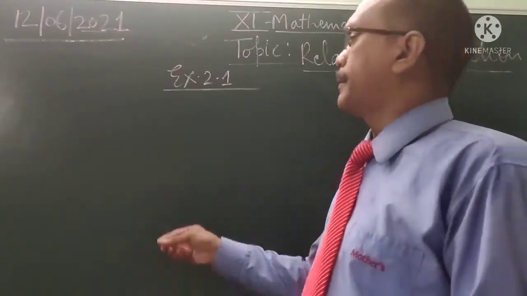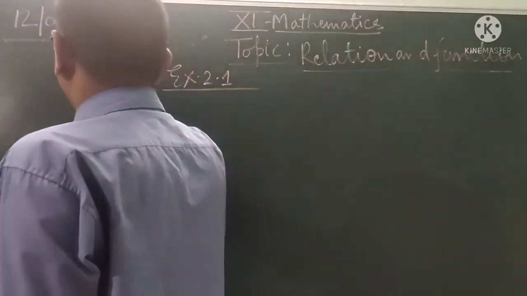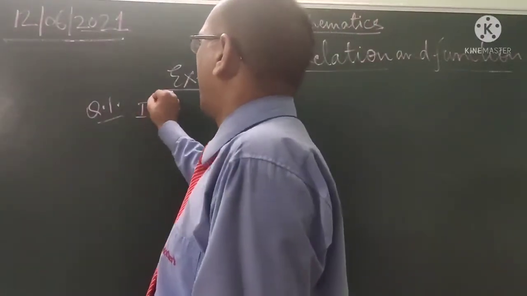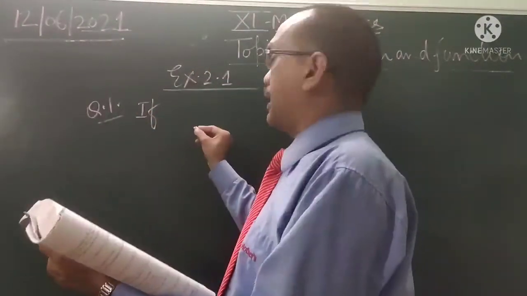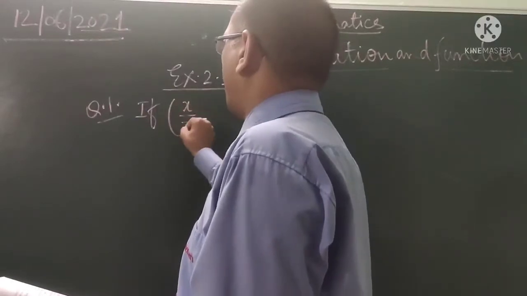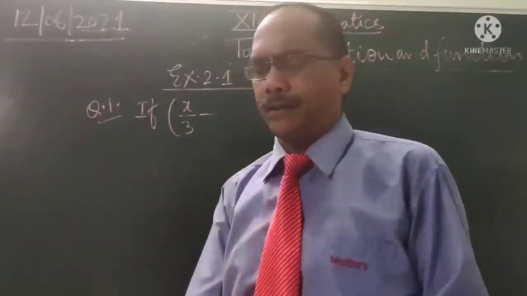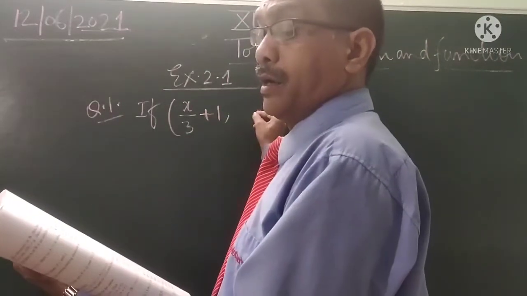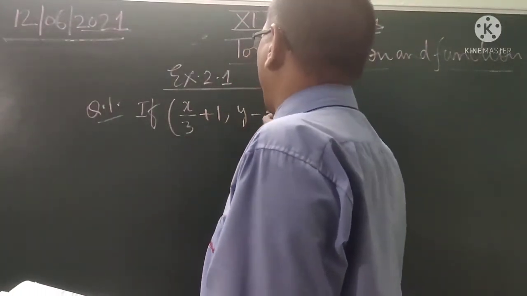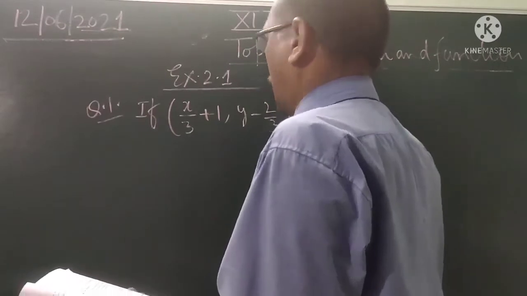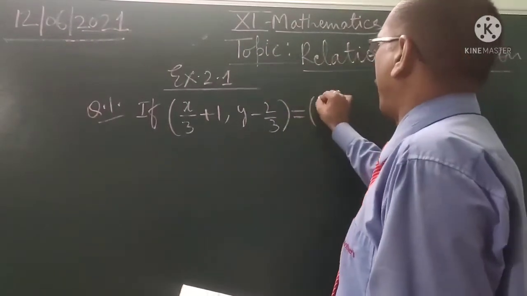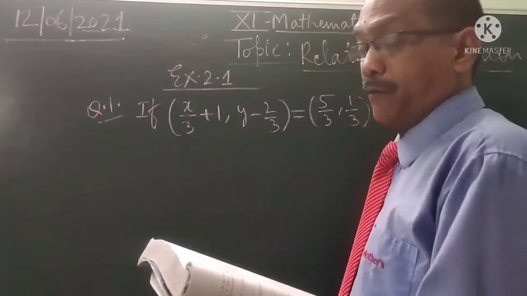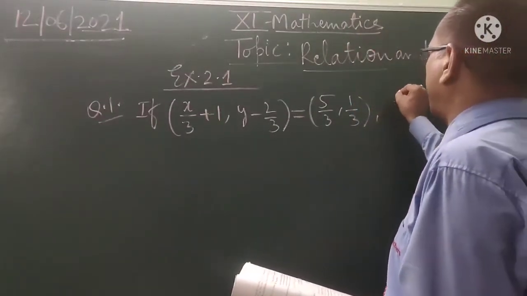Question number 1. If there is an ordered pair (x/3 + 1, y - 2/3) equal to (5/3, 1/3), find the values of x and y.